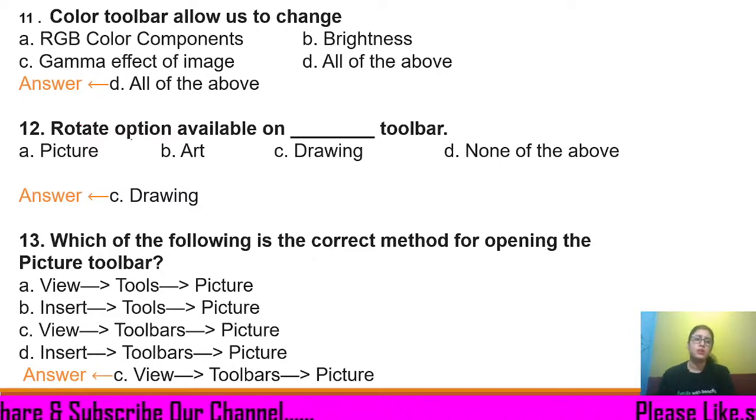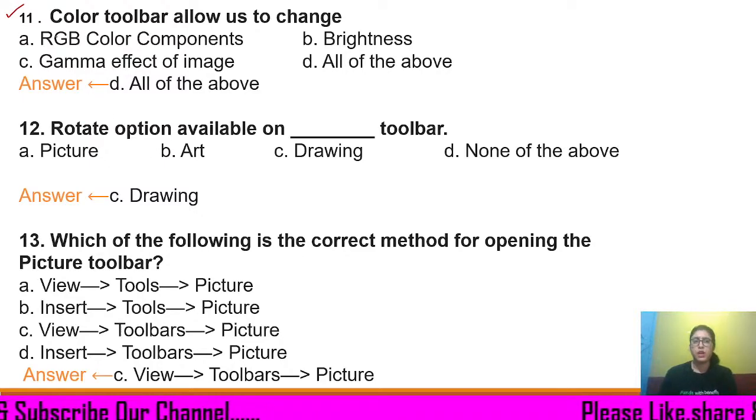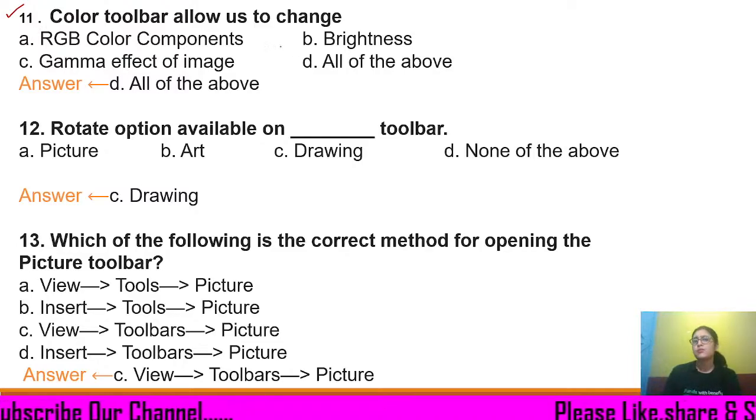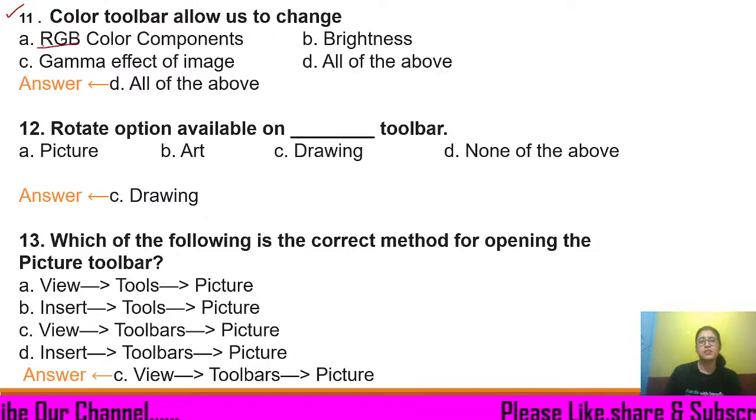Okay. Now, see this one. This one is number 11. Color toolbar allows us to change which one? RGB, that is red, green, blue color components. RGB means red, green, blue.